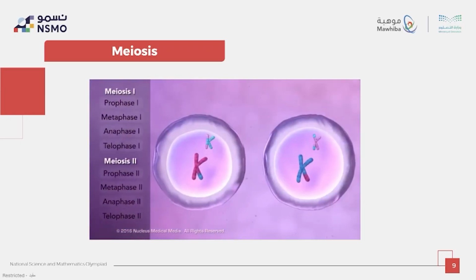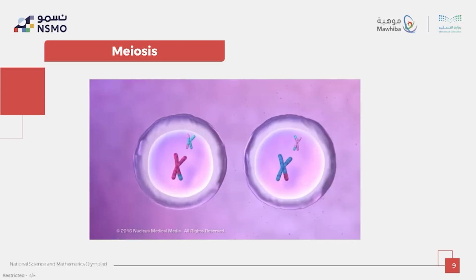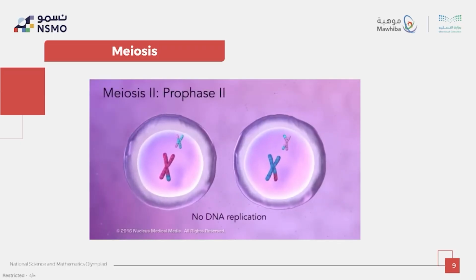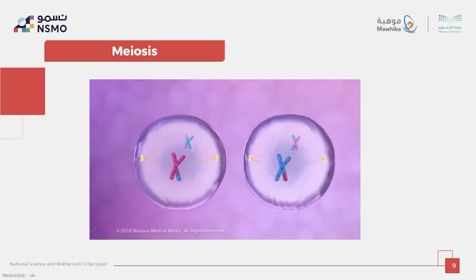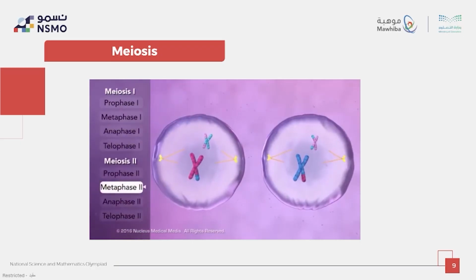Both cells now enter the next stage, meiosis 2. However, unlike meiosis 1, DNA does not replicate before meiosis 2 begins. Once again, in prophase 2, the nuclear membrane disappears, and spindle fibers fan out from the two sets of paired centrioles. During metaphase 2, the chromosomes in each cell line up at the equator and attach to spindle fibers from both poles.